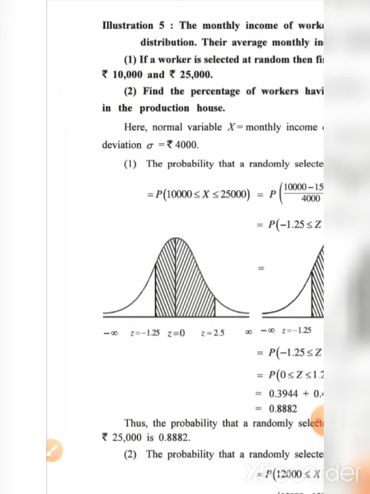So over here also we need to find out the probability. So over here your x1 is 10,000 and your x2 is 25,000. This is the first part of the question.